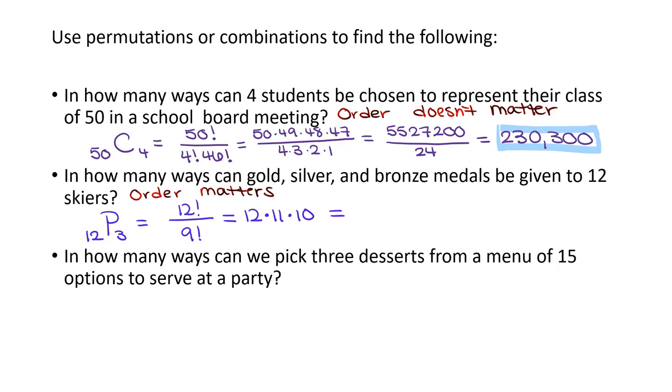I get 12 factorial divided by 12 minus 3 is 9. So divided by 9 factorial. That leaves me with 12 times 11 times 10, and everything from 9 down canceled out. So I got 1,320 options.